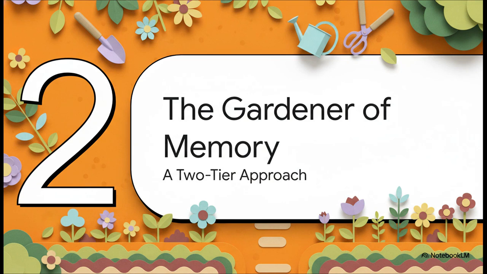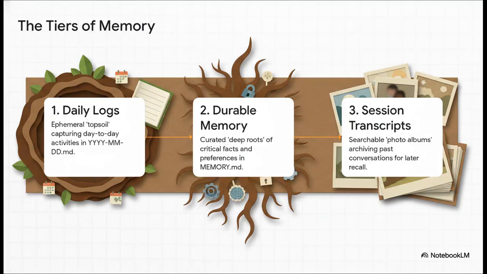The whole key to understanding OpenClaw is that it doesn't just have some database. It has this carefully tended garden of memory, and it's all managed through a really smart 2-tier system. So the memory is broken down into these 3 brilliant parts. First, you've got the ephemeral daily logs. Think of this as the topsoil of the garden. It just captures the day-to-day chatter in these simple date-stamped files.